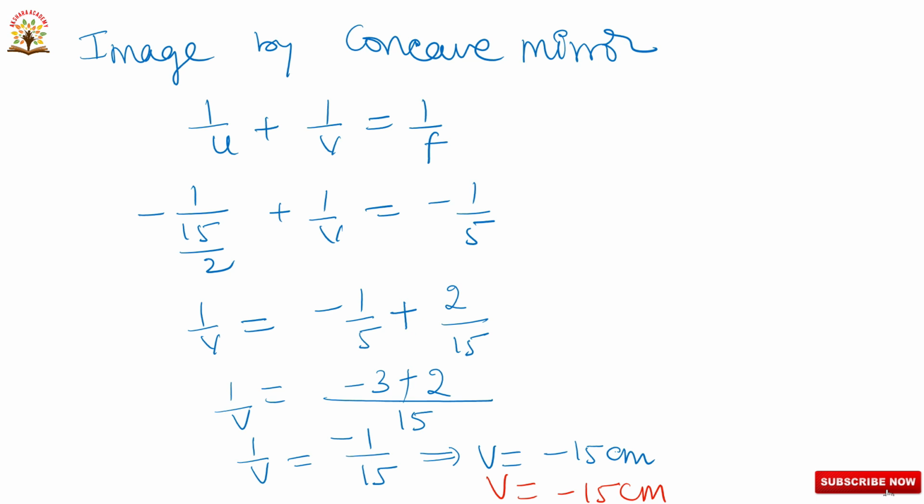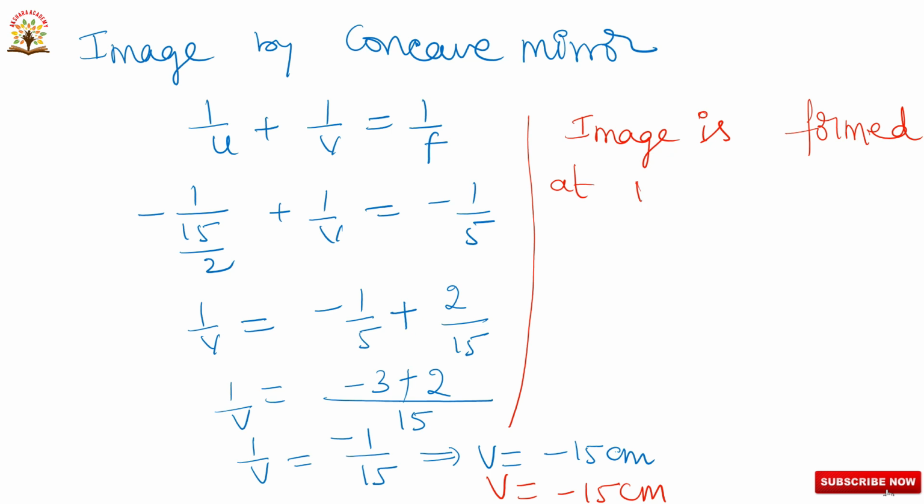This is the image, v is equal to minus 15 centimeters. The image is formed at P2, that is at the pole of the convex mirror, and the image of P2 is formed at P2 itself.